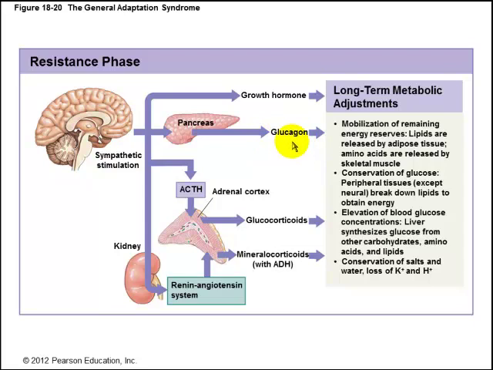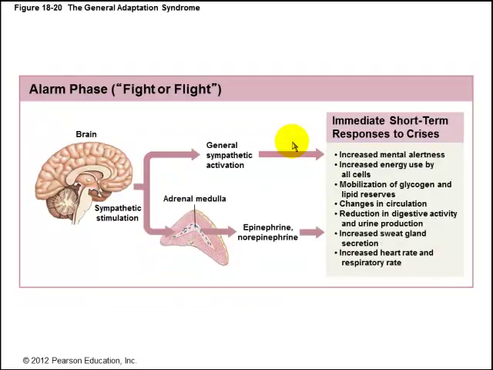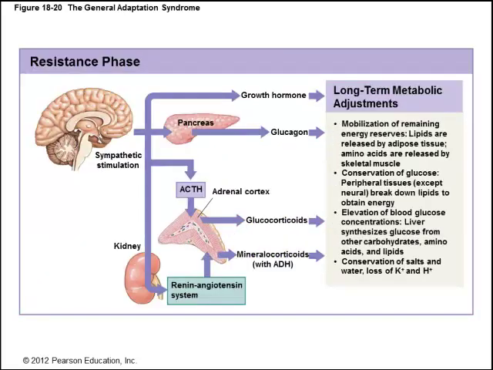Glucagon, again, helps mobilize your energy reserves so that when you're in a prolonged stress situation, you have the reserves you need for physical activity. Whether you're going to be physically active or not, your body's going to prepare for physical activity. So looking back at the alarm phase, the main hormones were the hormones of the adrenal medulla, epinephrine and norepinephrine. In the resistance phase, the main hormones are from the adrenal cortex, the glucocorticoids.